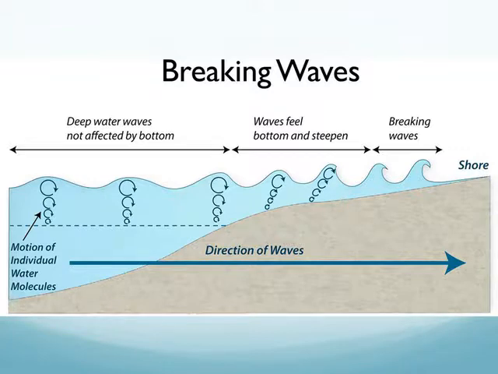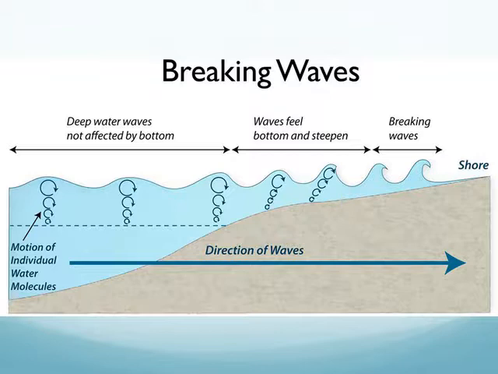Next, let's talk a little bit about breaking waves. So breaking waves are those shallow water waves that we were talking about in the previous slide. And these are the waves that come in contact with shore. So the bottom of the wave starts to feel the ocean floor, and it causes the water molecules at the bottom of the wave to start to slow down in comparison to the rest of the wave. So it's just the molecules at the bottom of the wave that are slowing down. Everything else is continuing to move forward at the same speed.